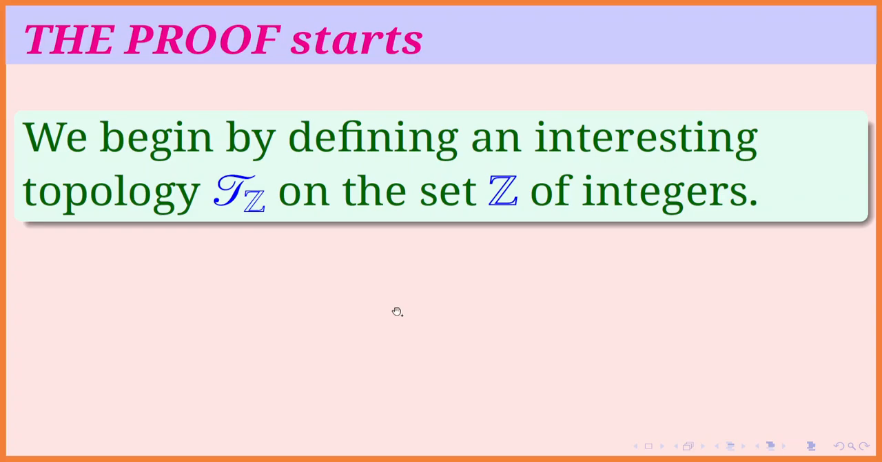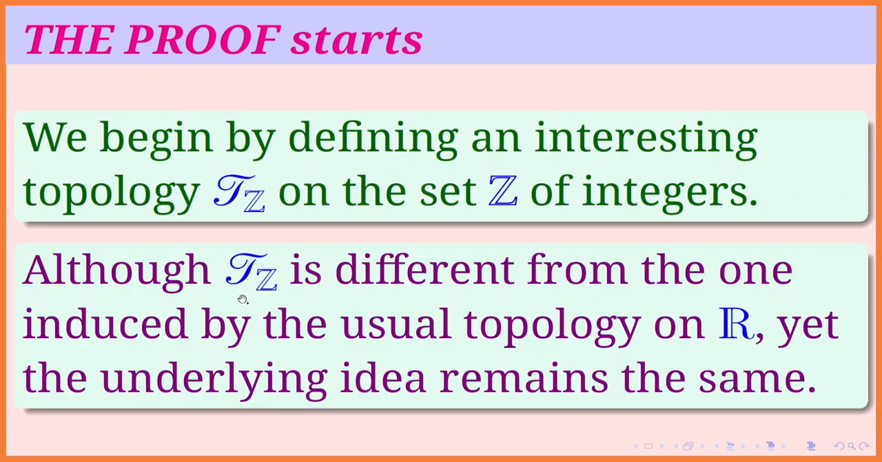So now we start the proof. That means the topological proof of the fact that there are infinitely many primes. We begin by defining an interesting topology Tz on the set Z of integers. Although Tz is different from the one induced by the usual topology on R, yet the underlying idea remains the same.